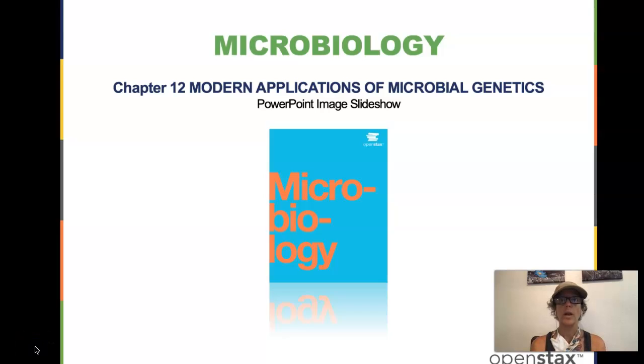Now that we've gone through the structure of nucleic acids and how we can use that information in the cell, getting from DNA through RNA to proteins, Chapter 12 is a look at how we can apply what we know about microbial DNA to genetics and to recombinant DNA and other biotechnologies.